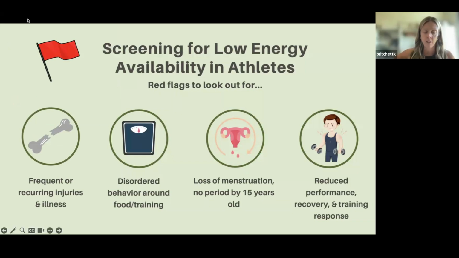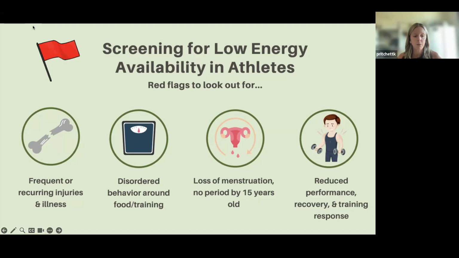Okay, so now that we've defined REDS, I'm going to discuss how you can screen your athletes for low energy availability, or maybe some red flags to look out for. One thing I'd like to mention again is that an athlete does not have to have disordered eating or an eating disorder to be in low energy availability, but it is a risk factor. I think this is clearly noted in a lot of the more recent studies, that there does tend to be this association, but not all are going to have disordered eating.